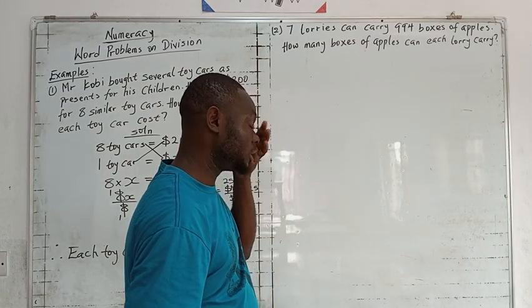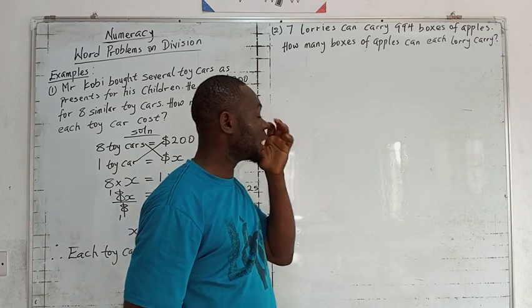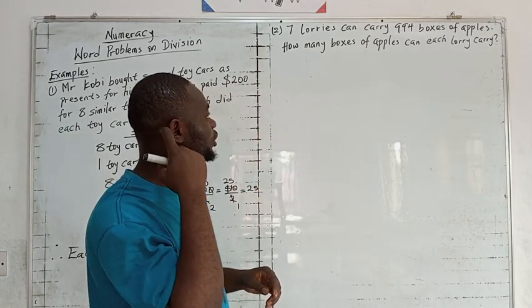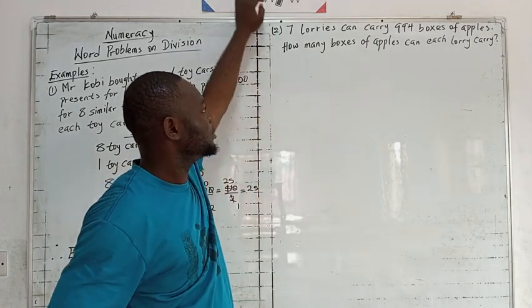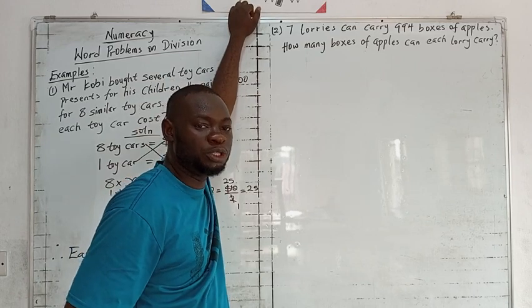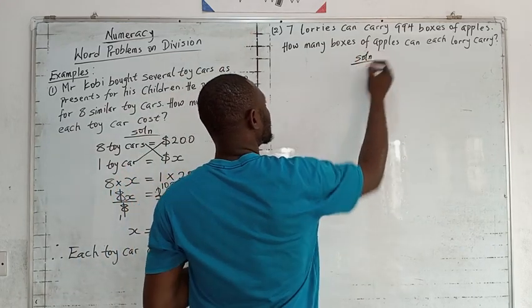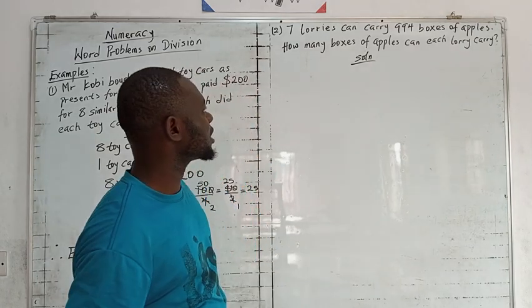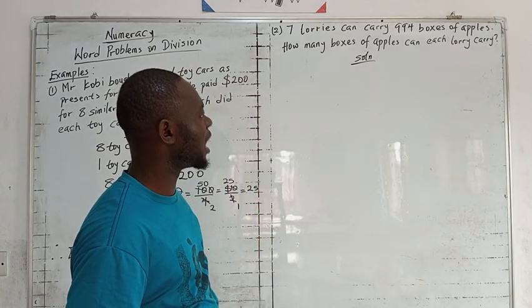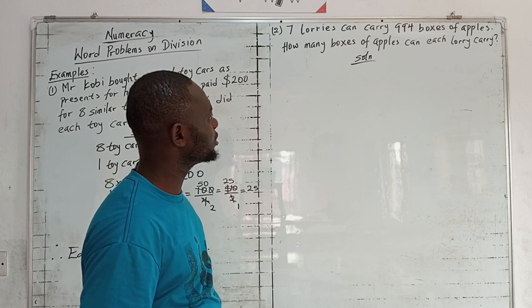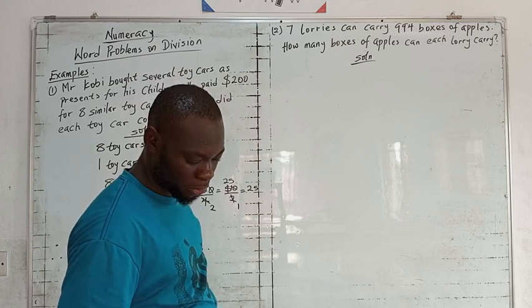Okay? So the same thing, we first of all look at what? The variables in the equation and identify the relationship between both variables. Solution. The question says that 7 lorries can carry 994 boxes of apples. How many boxes of apples can each lorry carry?